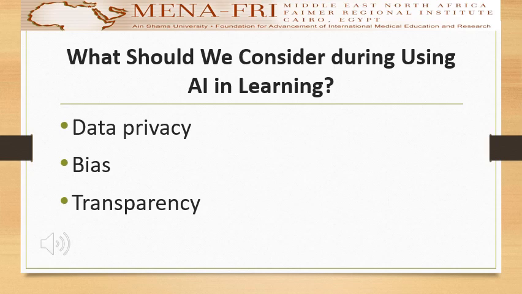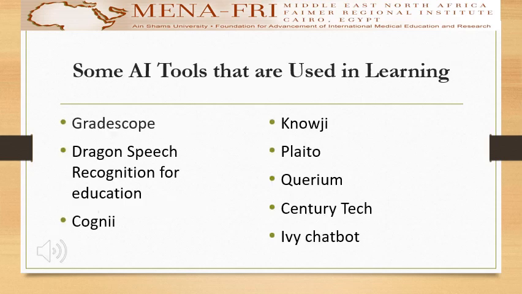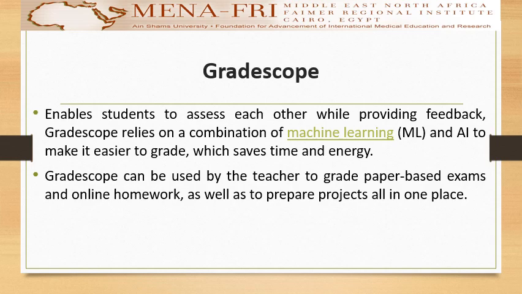What should we consider when using artificial intelligence in learning? We need to consider data privacy, bias, and transparency. We will take a look at some artificial intelligence tools that are used in learning, and some of them can also be used in the assessment process. In this part, I will give a summary of each of the artificial intelligence tools used in learning.